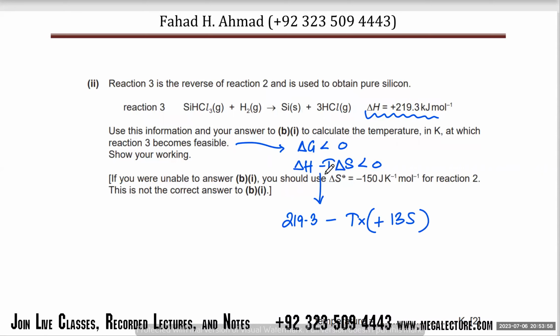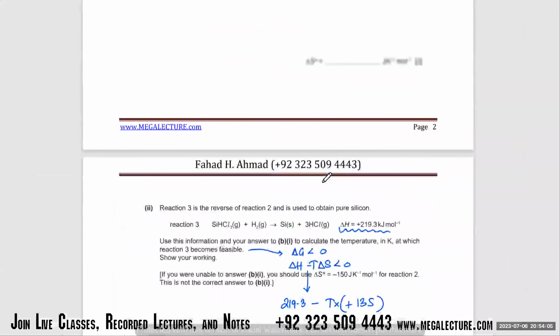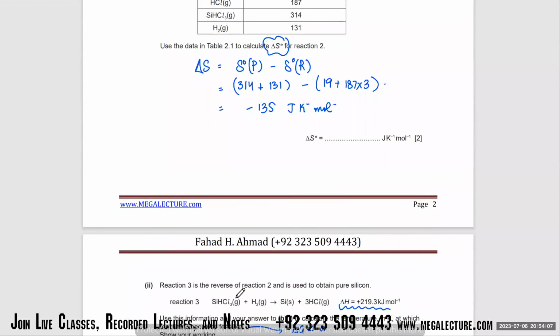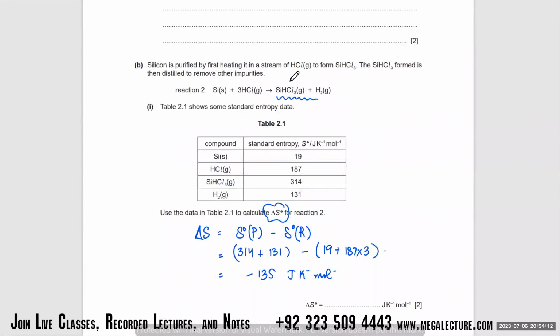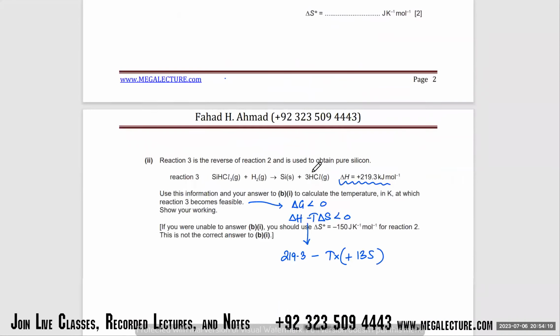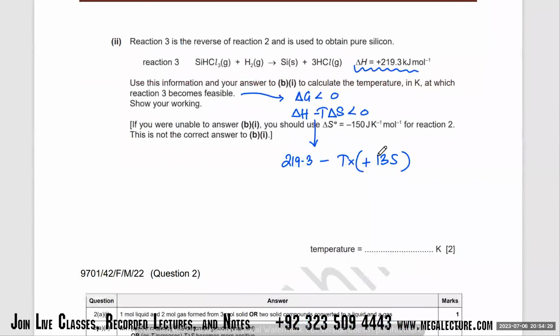Let me explain why it is plus 135. Because this reaction, if I zoom out, and the reaction they were talking about earlier are exactly opposite of each other. Silicon and 3HCl are on the left side, whereas over here silicon and 3HCl are on the right side. So if you go in the backward direction, the entropy change sign reverses. Is this clear? Why I'm reversing the sign of entropy change? Is it clear?